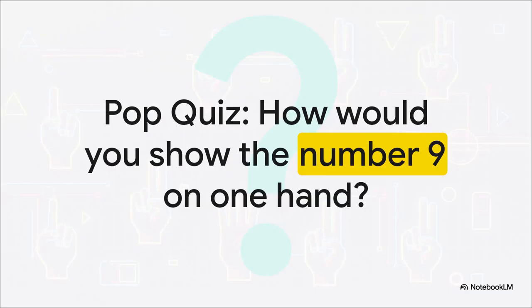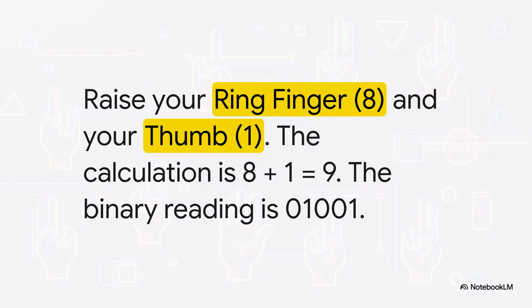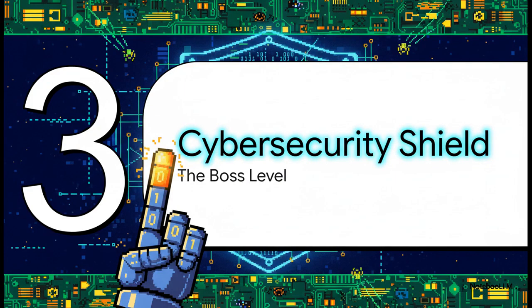All right, quick check-in. How would you show the number 9 on your right hand? Think about it. Which two values do you need to add together to get 9? You got it. You raise your ring finger, that's worth 8, and your thumb, which is worth 1. And 8 plus 1 is 9. See? Easy.